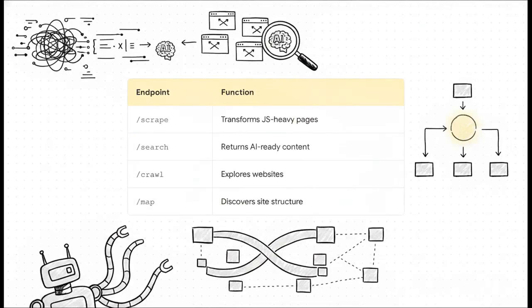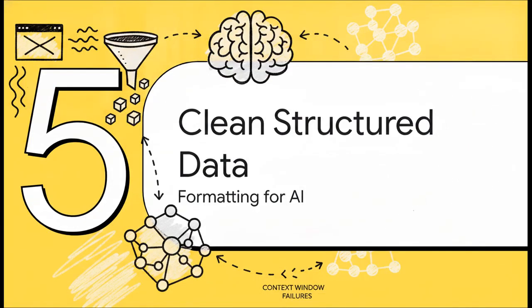So to solve that raw HTML nightmare we talked about earlier, developers are turning to AI-specific data extraction platforms, tools like Firecrawl or Crawl4AI. Just looking at Firecrawl's endpoints, for example, the /scrape endpoint specifically transforms those stubborn JavaScript-heavy pages into clean Markdown or JSON. The /search endpoint returns AI-ready content right from top search results. And then you have endpoints like /crawl and /map, which literally let the agent systematically explore and discover an entire site structure totally autonomously.